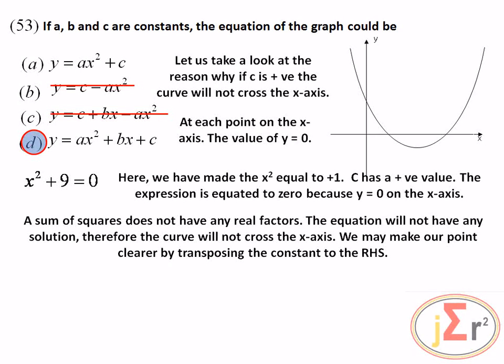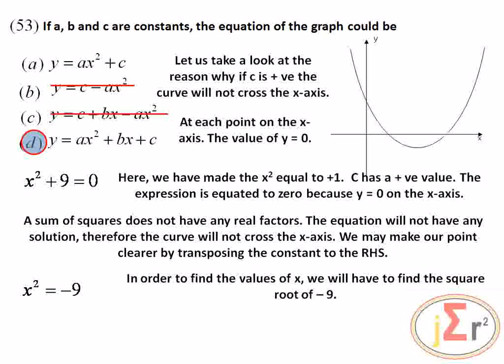We may make our point clearer by transposing the constant to the right-hand side. So we say x squared plus 9 is equal to 0. We are saying that a sum of squares cannot be factorized to give real factors. We are eliminating completely the possibility of factorization, but we are attempting to make our point clearer by transposing this positive 9 right here. We have x squared is equal to negative 9.